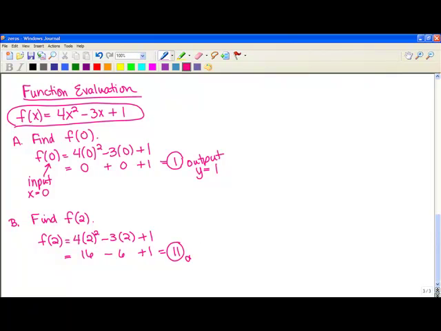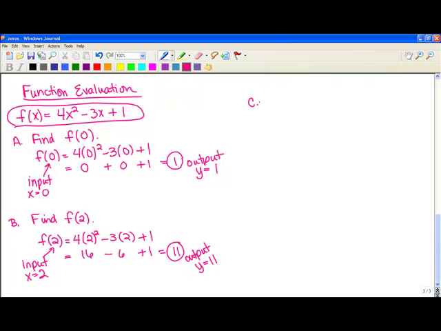So 11 will be the output. Again, that's a y value always. And this was the input of 2. Input is always an x value.